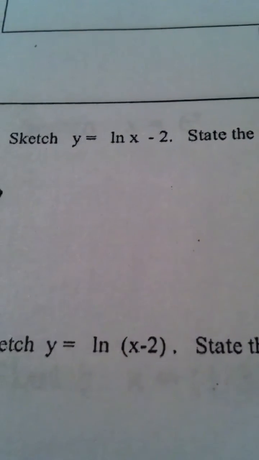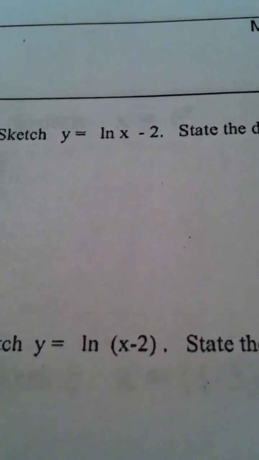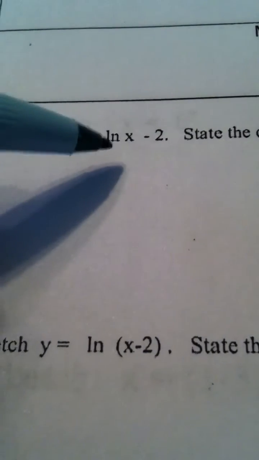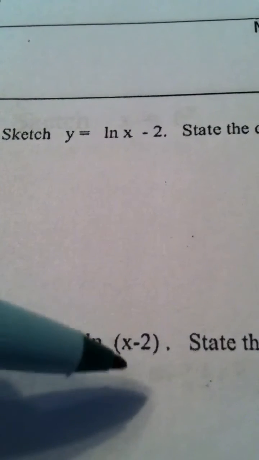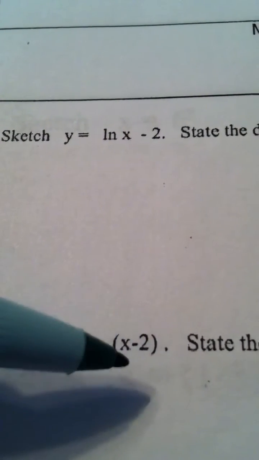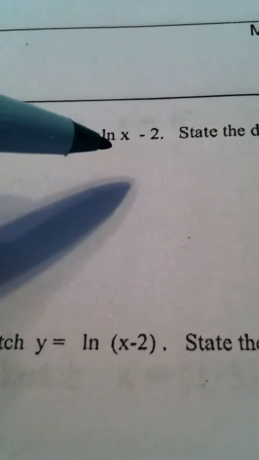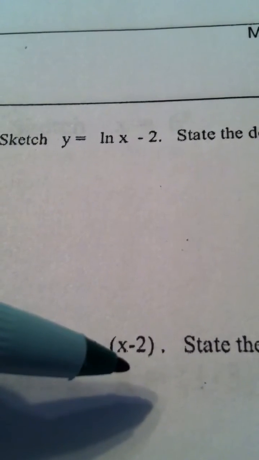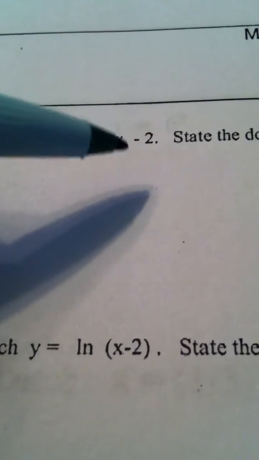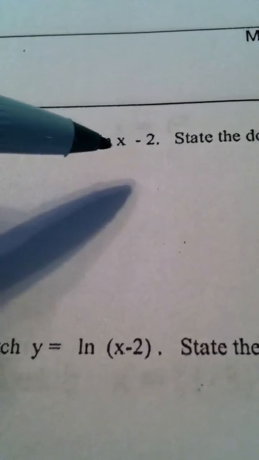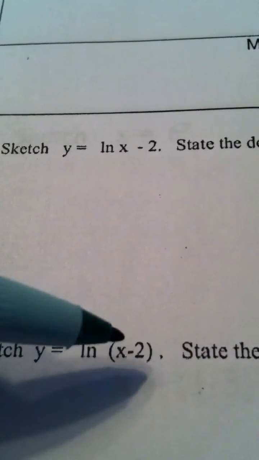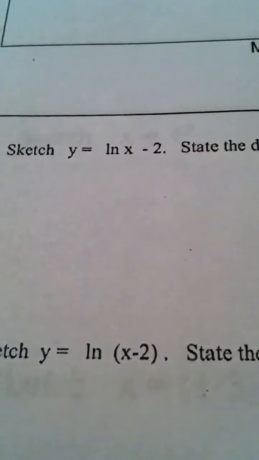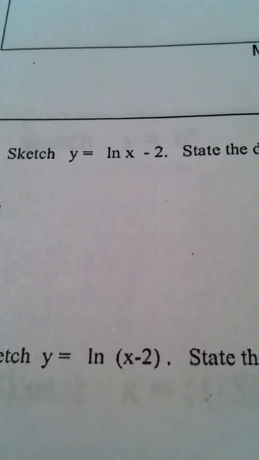Okay, ladies and gentlemen, on this next question, we're asked to sketch a couple graphs: the natural log of x minus 2, and then the natural log of x minus 2. Big difference here. This minus 2 does not go with the x, and this one does. So basically, this is ultimately going to be shifting my original graph down 2 units. This is going to be shifting my original graph to the right 2 units. But we can see all that on a calculator.